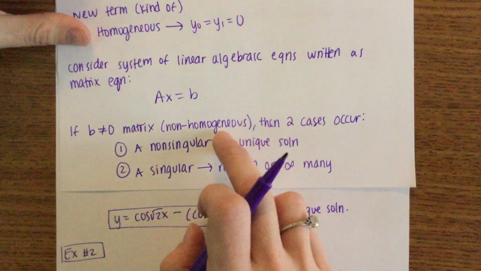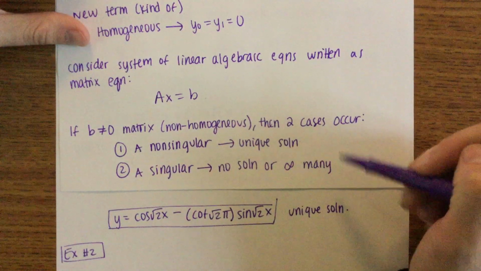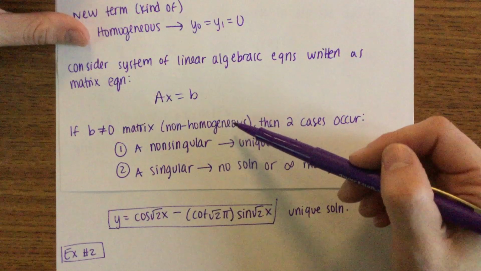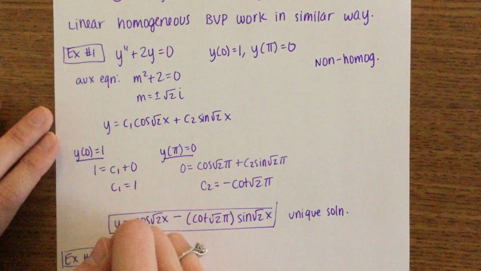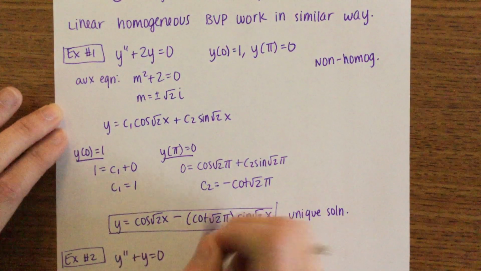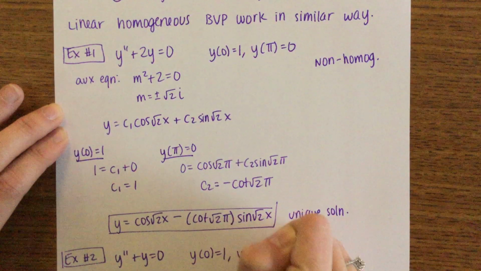So again, if it's non-homogeneous, either we have a unique solution or no solution or infinitely many solutions. We just looked at the first case of a unique solution. Now we're going to look at a non-homogeneous equation where we have no solution or infinitely many solutions. This one is going to be y double prime add y equals 0. Our conditions are y of 0 equals 1 and y of pi equals a.